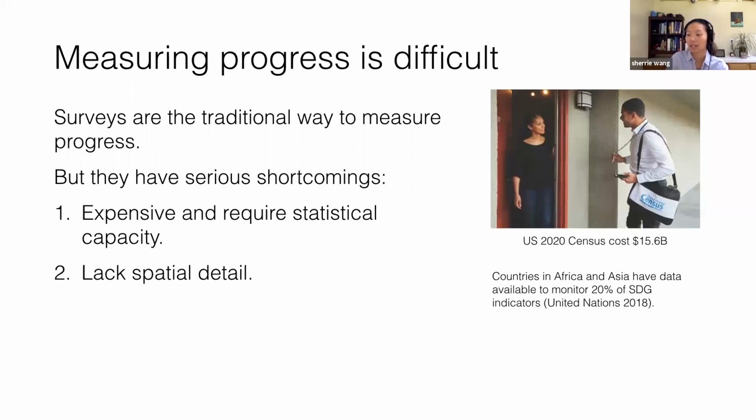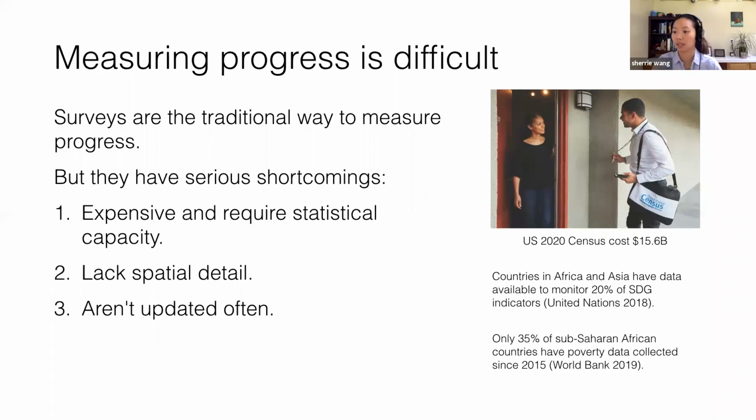Surveys also lack spatial detail. They're reported to the UN often at the province or state level, or sometimes even national level. So you don't get any of the trends or trade-offs that might be happening locally. They also aren't updated frequently in time. They're conducted usually at most annually, often every few years, or in the case of the census, once every 10 years. And the World Bank in 2019 estimated that only 35% of sub-Saharan African countries have poverty data collected since 2015.